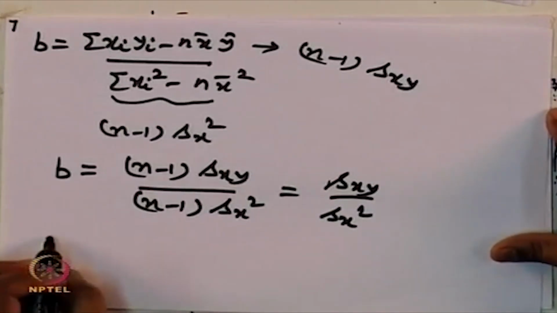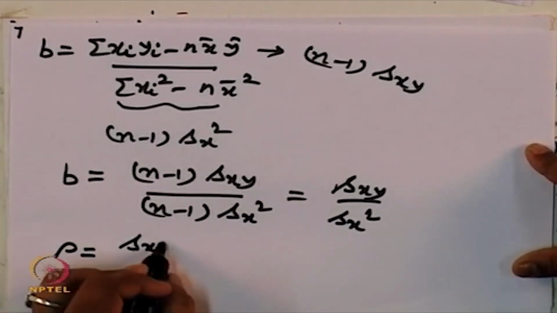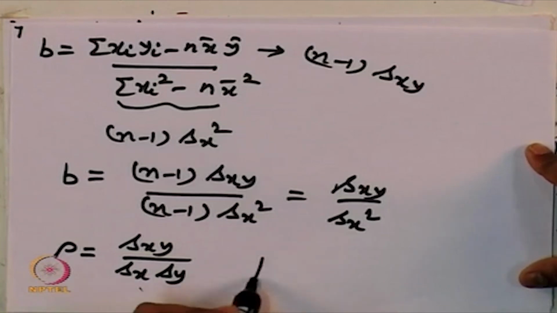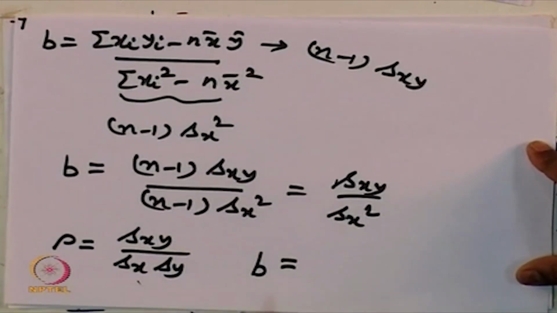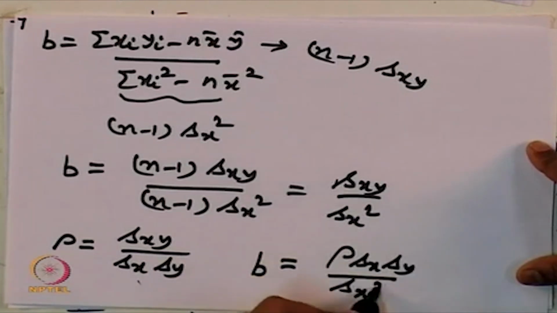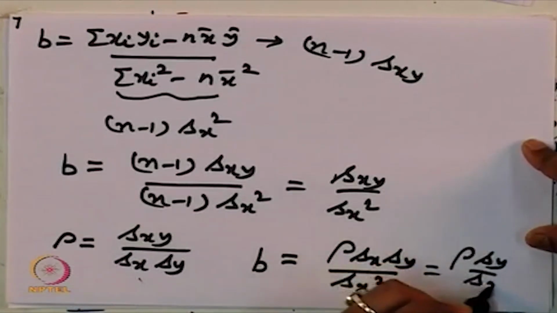Now, I know that my correlation coefficient is defined by s x y divided by s x times s y. So, my b can be determined in terms of rho. S x y I can write as rho s x s y, divided by s x square. Then b is nothing but rho into s y by s x.